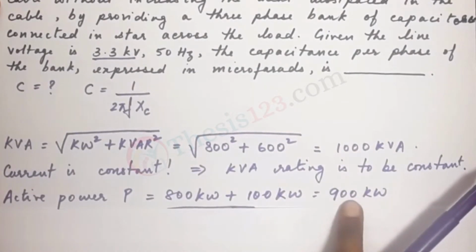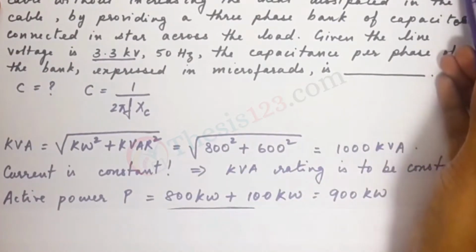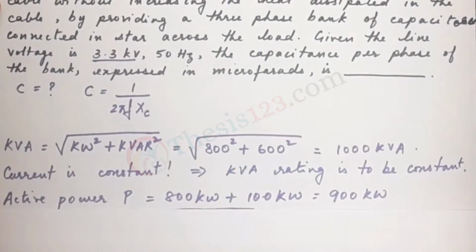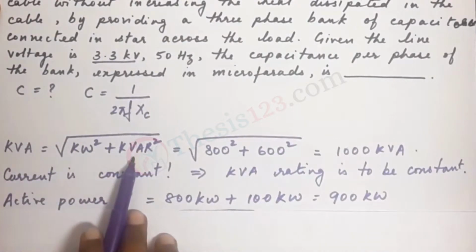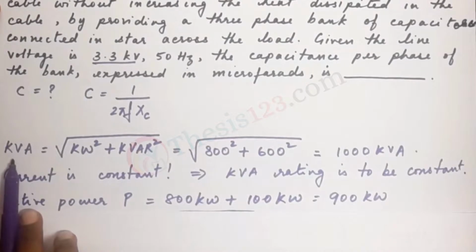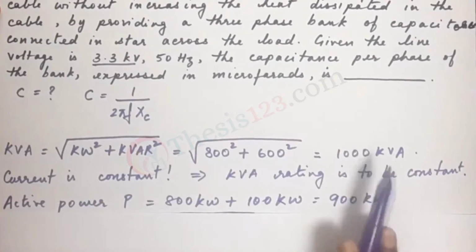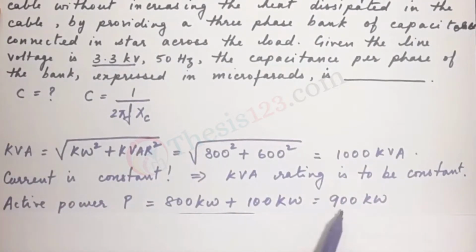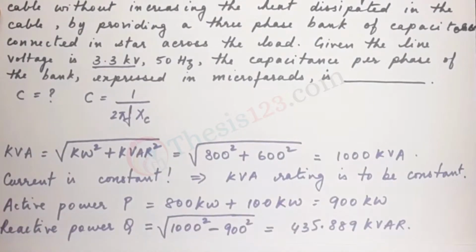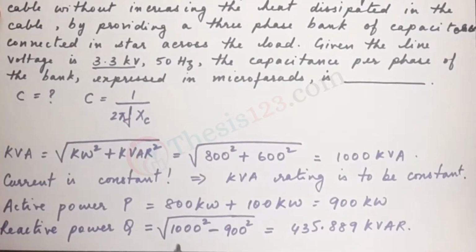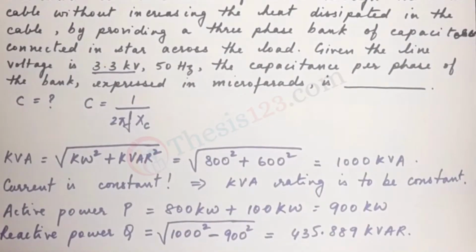Now that we have the active power, it is necessary for us to find out the reactive power as well, the reactive power in terms of kVAR. The reactive power can be found by using the same formula here, just rearranging it. kVAR would be root of kVA square minus kW square. So we have the value of kVA as 1000 and the kilowatt is now the new value 900. Now we substitute both of them and find the value of the reactive power Q to be 435.889 kVAR. You can check this as well.